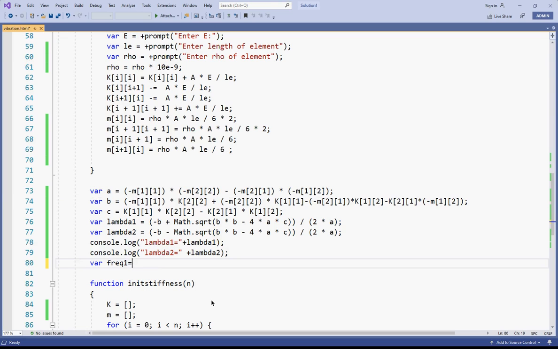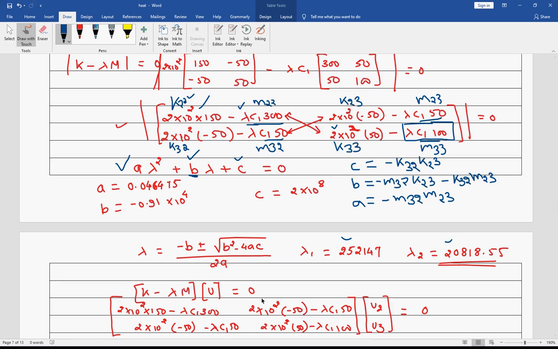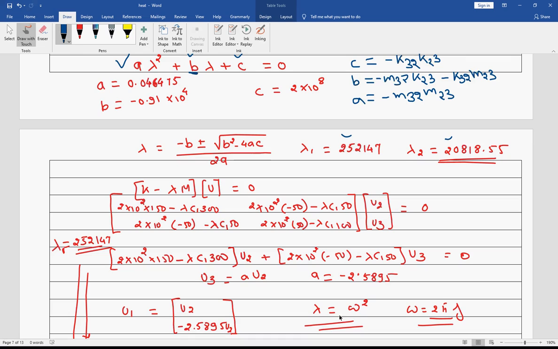So lambda equal to omega square. First I need to find out the omega, and then I have to multiply that one. If you see where I have written that formula, lambda equal to omega square.